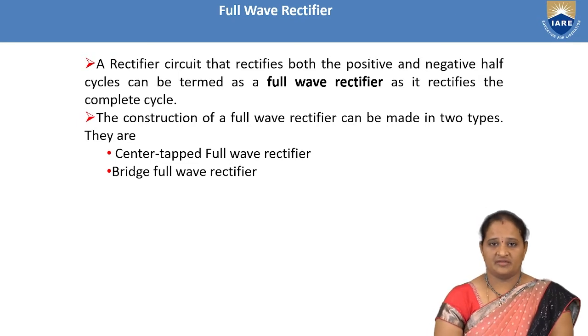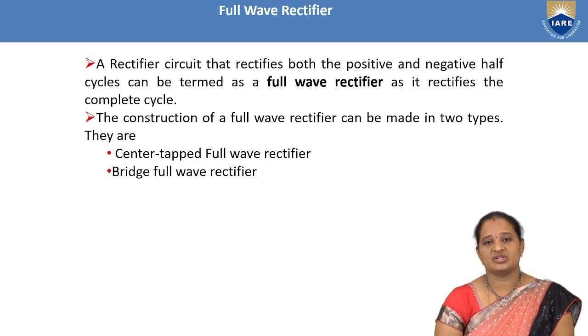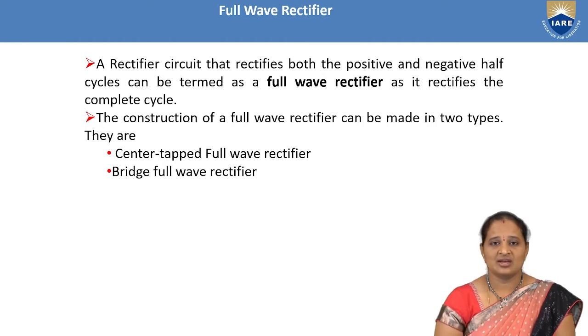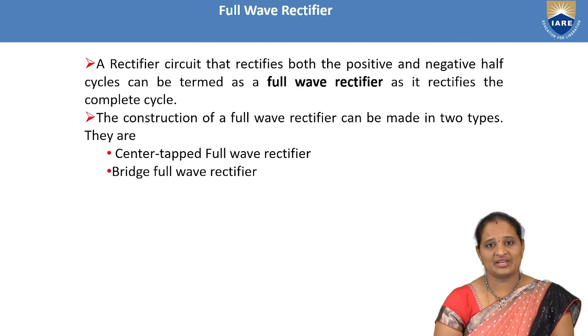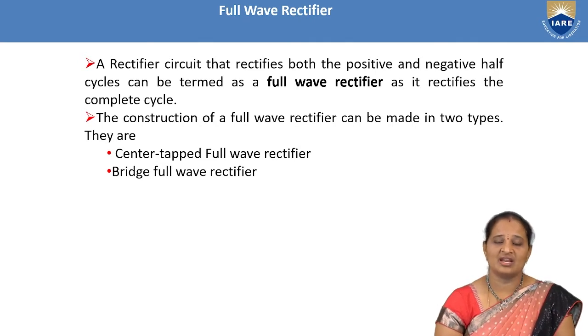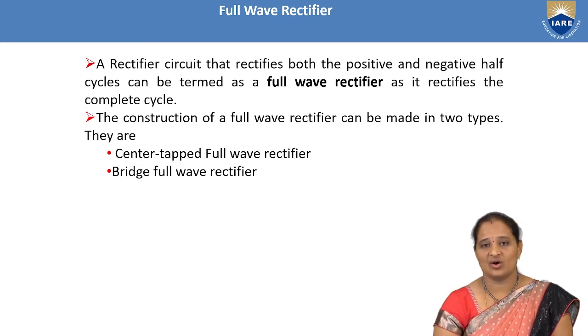What is a full wave rectifier? So basically we know that rectifier is a circuit which is used to convert an AC supply voltage into DC supply, whereas a circuit which rectifies both positive and negative half cycles of AC input voltage is called a full wave rectifier.